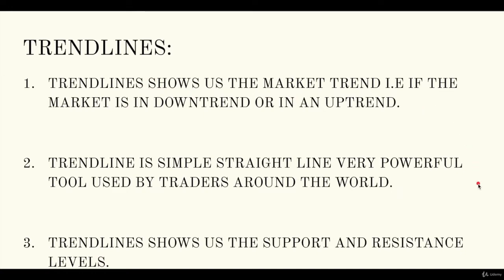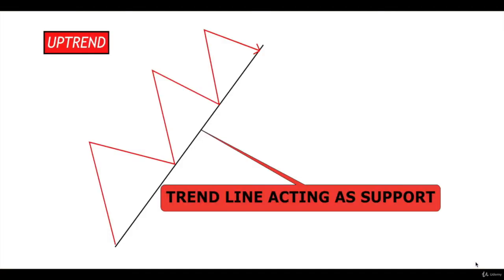A trend line is a simple straight line, a very powerful tool used by traders, technical analysts and investors all around the world. Trend lines show us the support and resistance levels, which I will be explaining to you in a while. This is a hypothetical example.